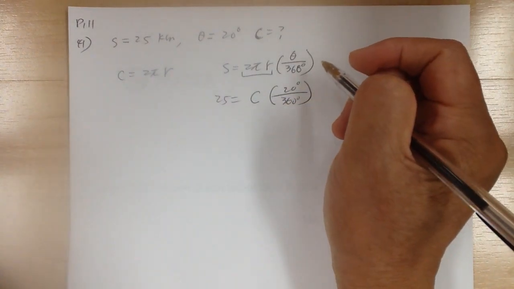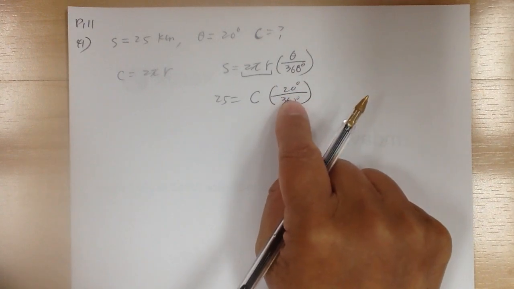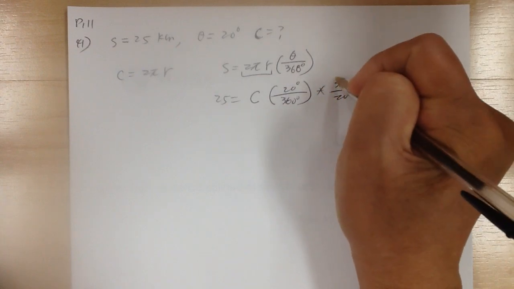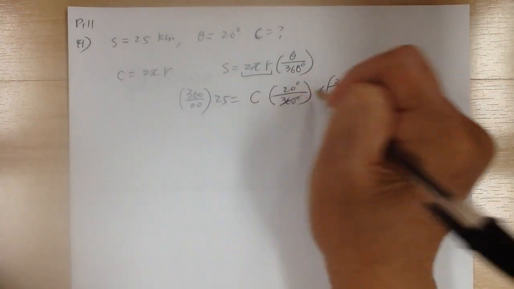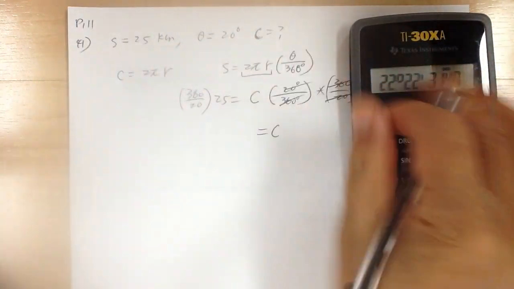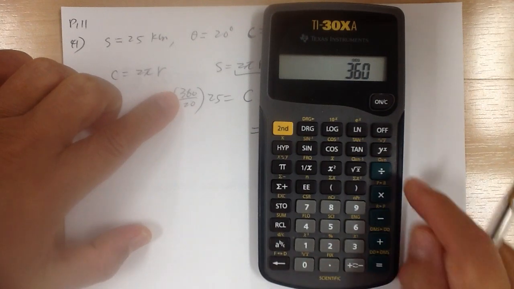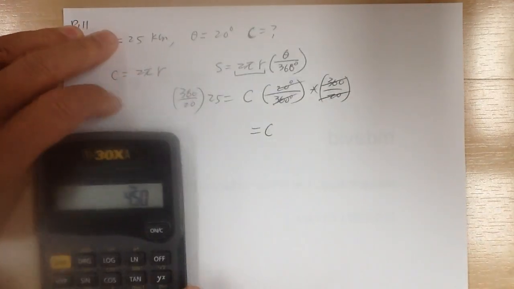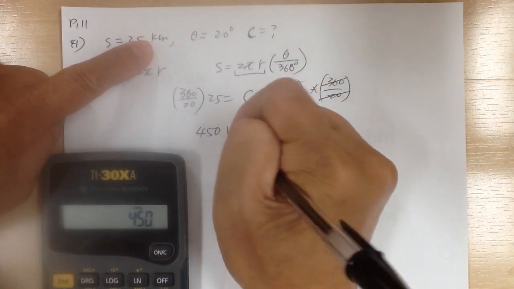So now to solve for C, you have to get rid of that. To get rid of that, you have to multiply by the reciprocal. So you multiply by 360 over 20, so that this will cancel out. So you get C equal to, again, you can use your calculator, 360 divided by 20 times 25 equals 450. And don't forget your label is kilometers.